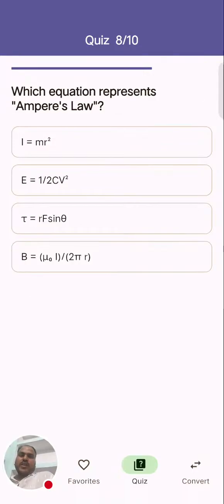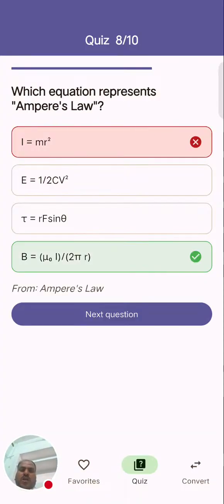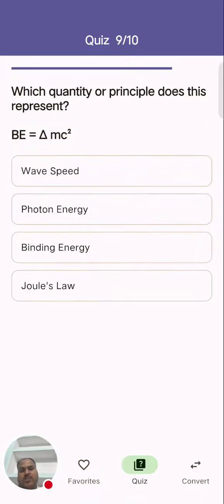Now next question which we have, which equation represents Ampere's law? Ampere's law: B equal to mu naught I upon 2 pi R. Which quantity or principle does this represent? B equal to del MC square.